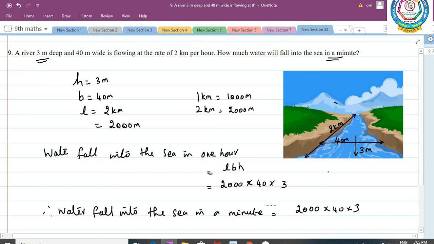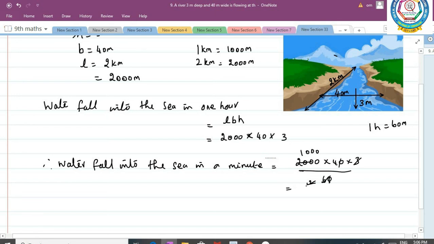So for a minute: we know that 1 hour equals 60 minutes, so I am going to divide by 60 minutes. So 0 cancel. If I use the 3 table, 2 times will come. So again using the 2 table, 1000 will come. So next step, therefore 1000 into 4, 4000 meter cube. Therefore water fall into the sea in a minute is 4000 meter cube.